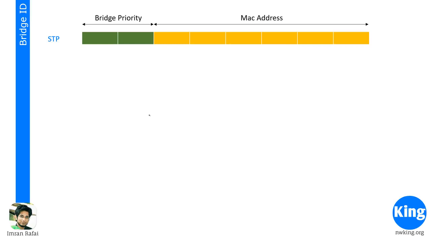Next, we're going to look at the bridge ID. We spoke about the bridge ID. Now in STP, the bridge ID had 2 bytes of data. So this is 2 bytes. Each block is a byte.